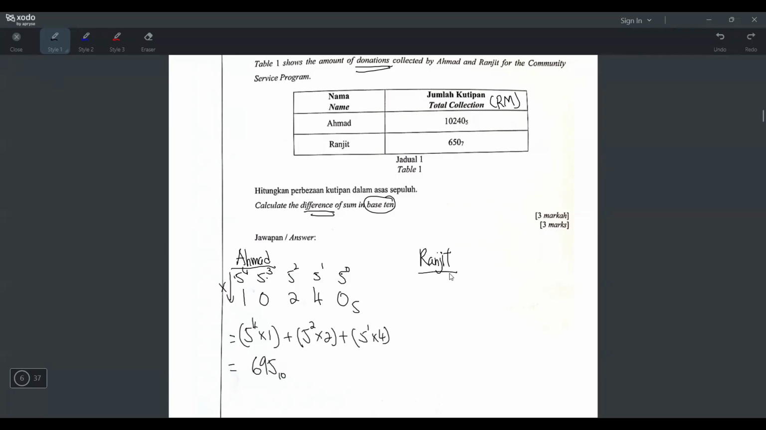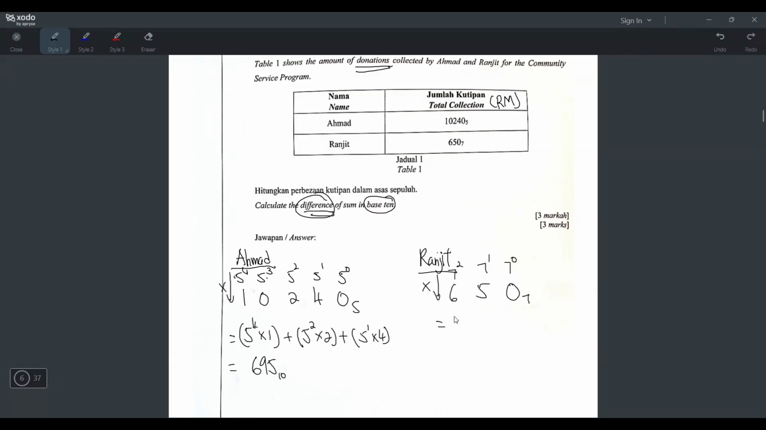Okay, now let's do for Ranjit. So Ranjit, the collection is 650 base 7. And I also have to change to base 10 so that I can find the difference later, right? How to convert a smaller base like base 7 to base 10? Same method, you will times with the place value. But if it's base 7, the place value will be 7 power 0, 7 power 1, 7 power 2.